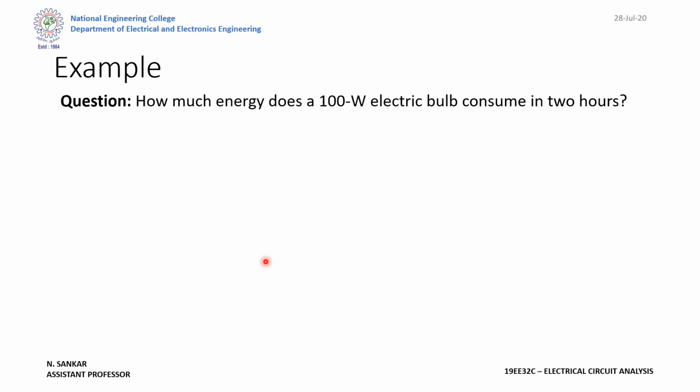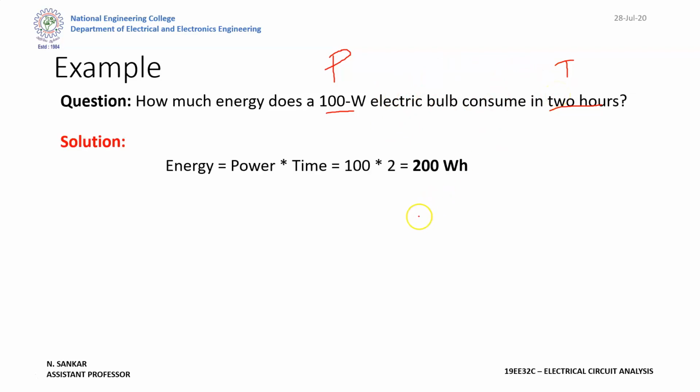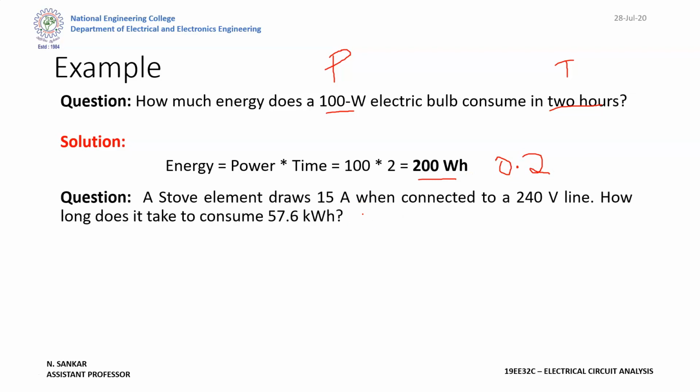So let us take an example. How much energy does a 100 watt bulb consume in 2 hours? Here the 100 watt is your power, and 2 hours is your time. We already saw that energy is nothing but the product of your power and time. So 100 into 2 is 200 watt hour. So this is our answer. If you want to represent it in terms of kilowatt hour, just divide by 1000. The answer will be 0.2 kilowatt hour.